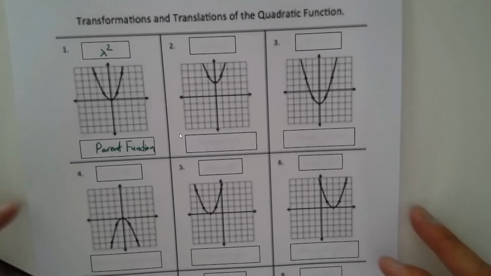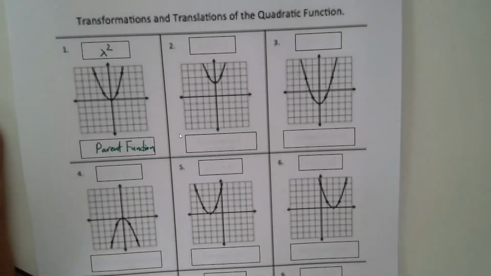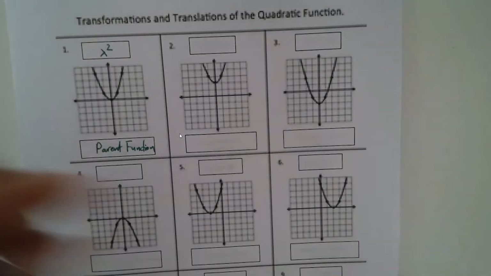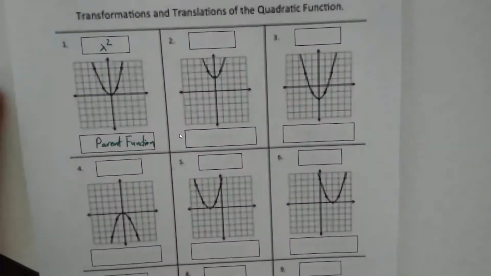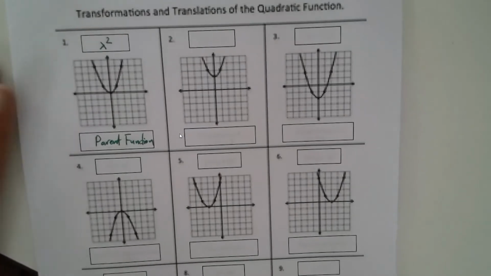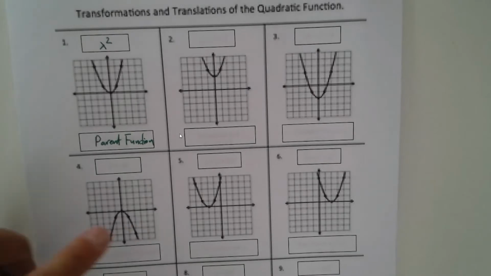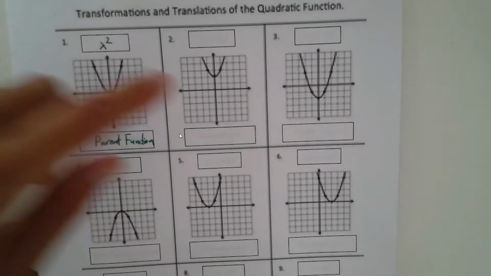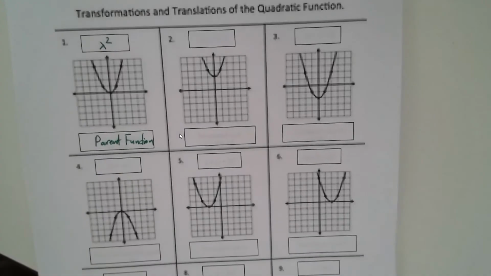Mr., would number 3 be x squared minus 2? Yes, this is x squared minus 2. Okay, that is correct. And then number 2 is x squared plus 2. Correct. Yes, you're absolutely correct. Okay, we got someone that figured out 2 of the squares already.